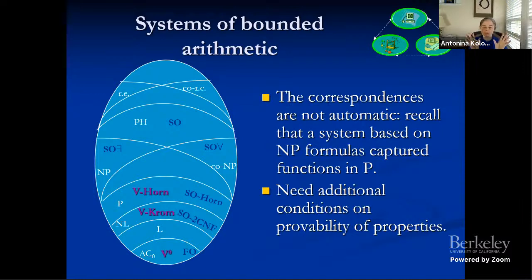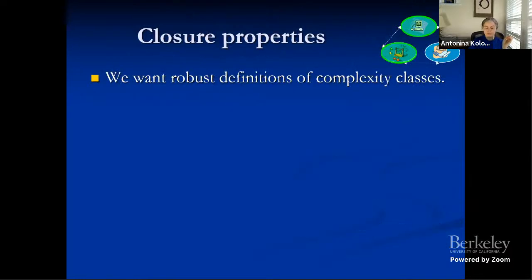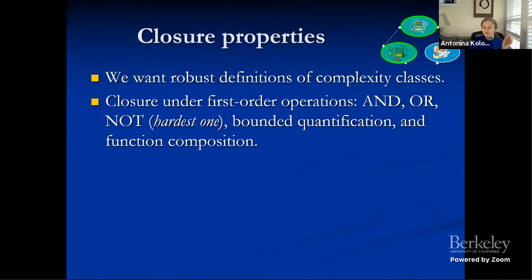But this correspondence is not exactly automatic because remember, if we had NP formulas, we didn't really quite get NP. We got polynomial time, and this is really a non-trivial result. When do we actually capture precisely the theory? And this depends on how hard it is to prove closure properties of the complexity class. So what do I mean by closure properties?